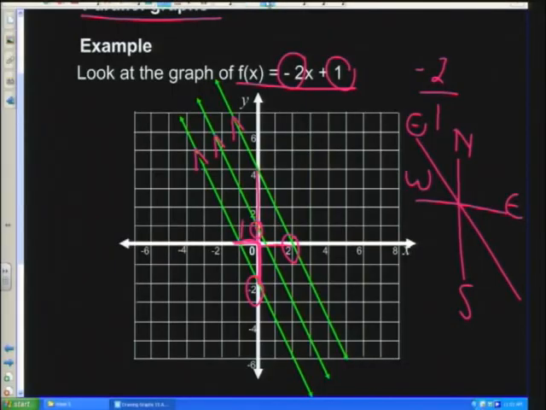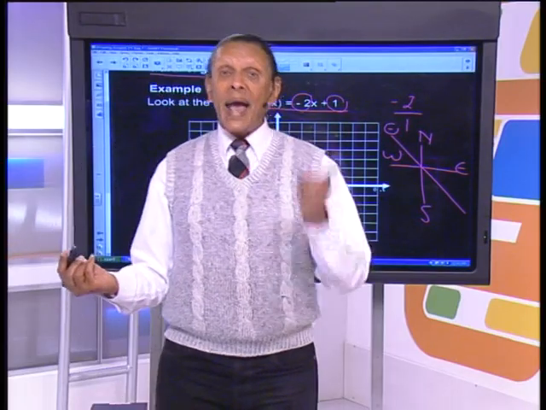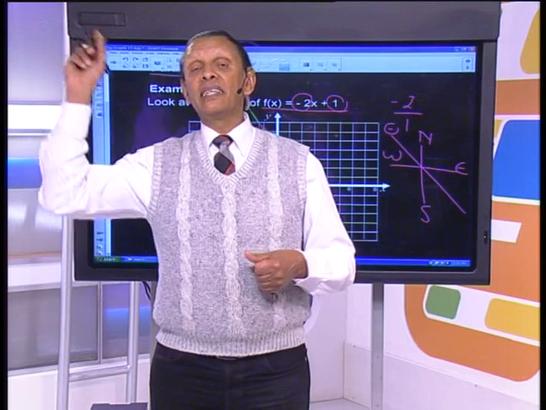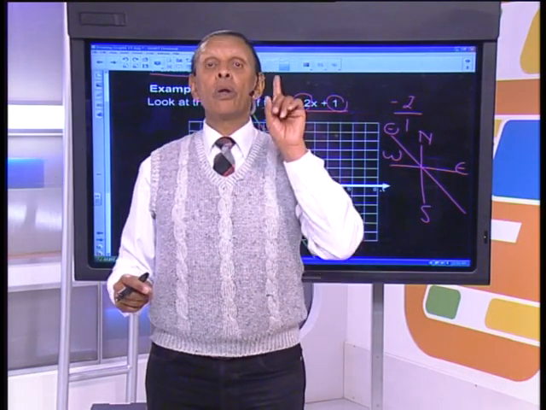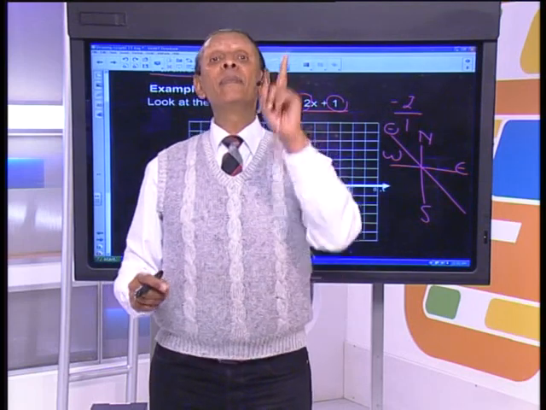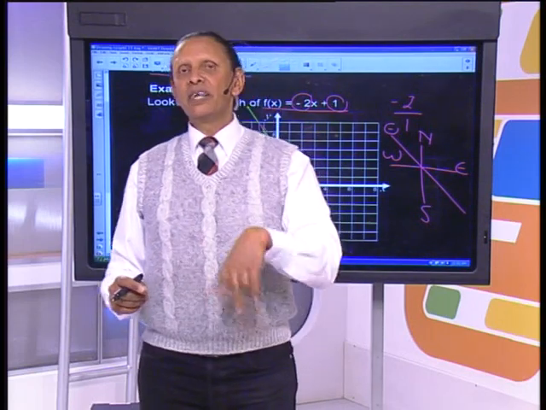Let me use another color here. 4 over 2. And what is 4 over 2? 4 over 2 is also 2. So what do we notice, guys? We notice that if graphs or lines are parallel, they will have different y-intercepts, however, they will all have the same gradient. Yes.